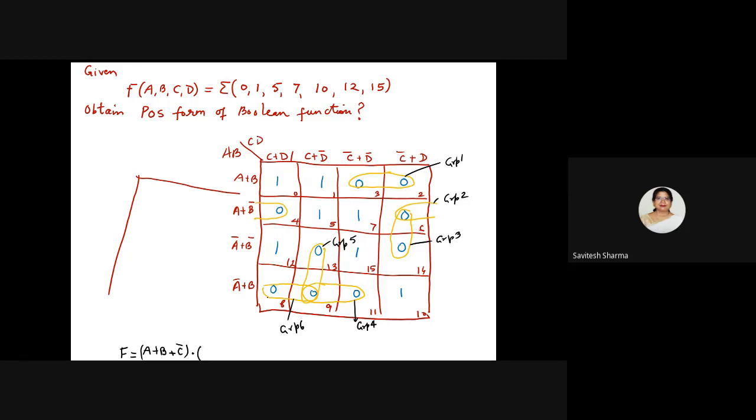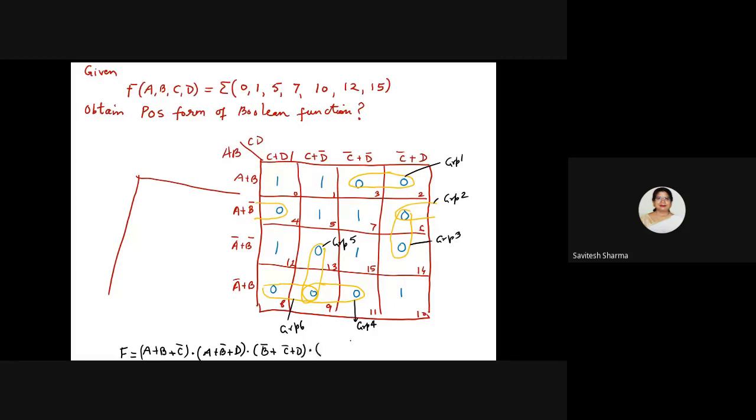Now tell me group 2. So again you stand here and you move horizontal. So where you are moving, you are in the same cell. So you will write A plus B complement. What about the horizontal? Vertically you are not moving. D. Okay. Next, group 3. So vertically you are moving from A plus B complement to A complement B complement, so B complement is common. C complement plus D. Good.